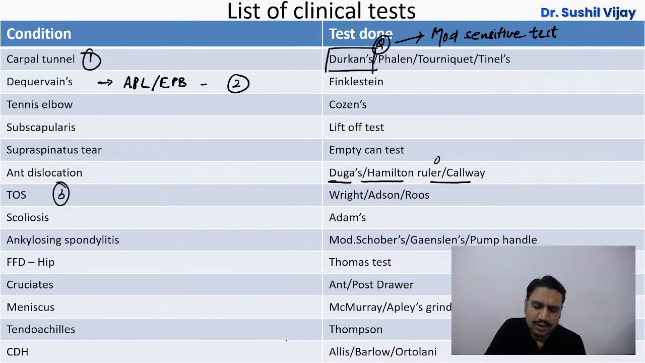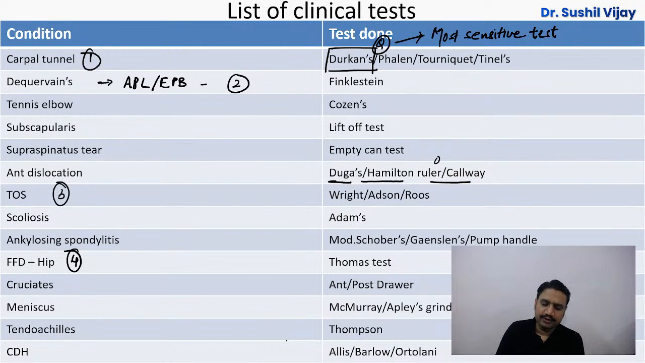For scoliosis, not that important. Adam's test: you ask the patient to stand straight and bend forward like that. You see if the scoliosis persists or disappears. Ankylosing spondylitis, not that. Yeah, Thomas test. For the fixed flexion deformity, Thomas test is a very, very important one. How to do it? You should know the name of the test. That is a Thomas test. So these are the ones.